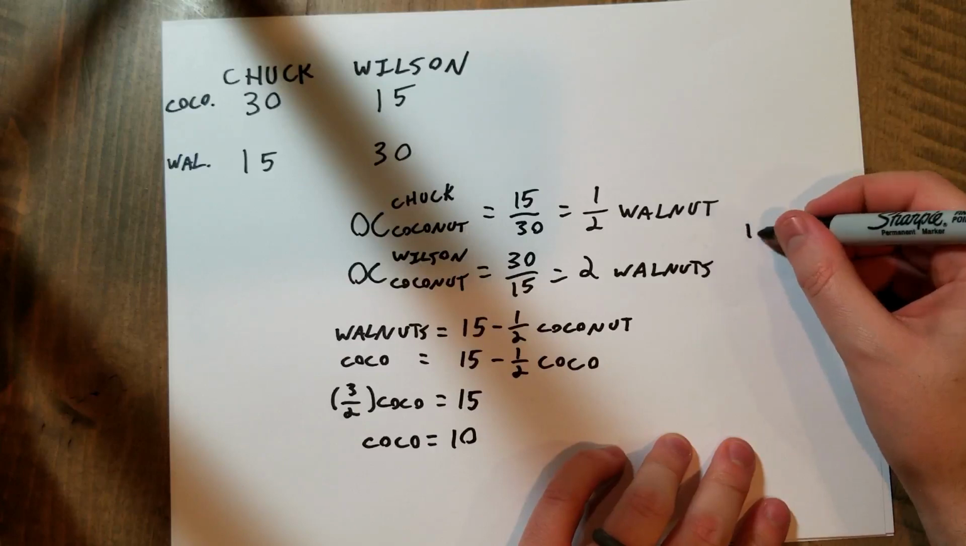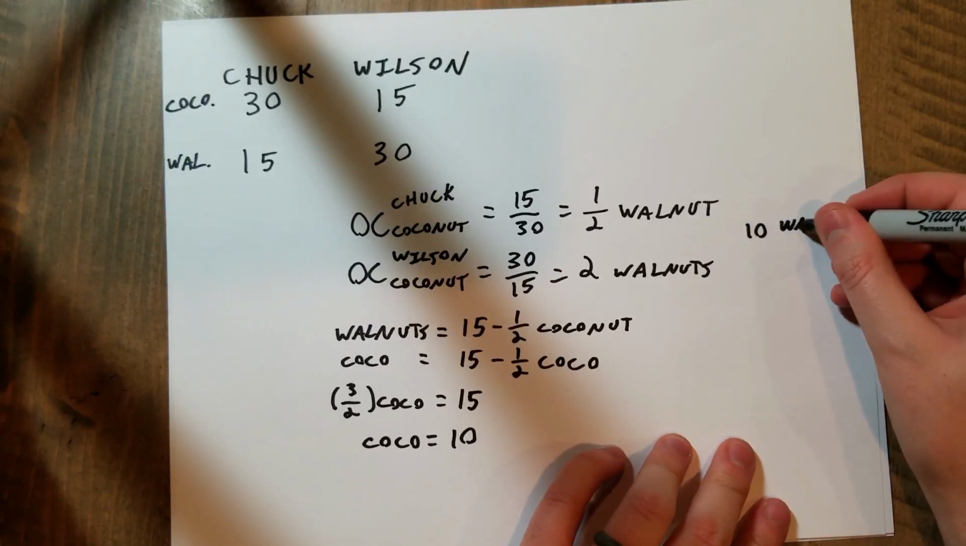And I'm not going to go through the math again, but I can also tell you that Wilson could equally get 10 of each. So if they're working independently, no trade, autarky, each of them can get 10 coconuts and 10 walnuts.